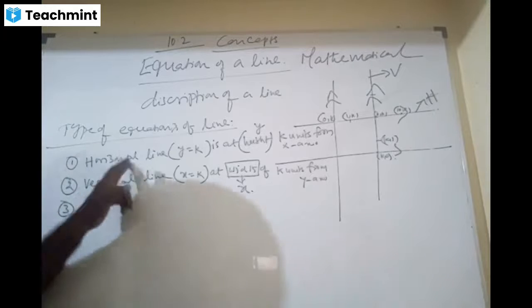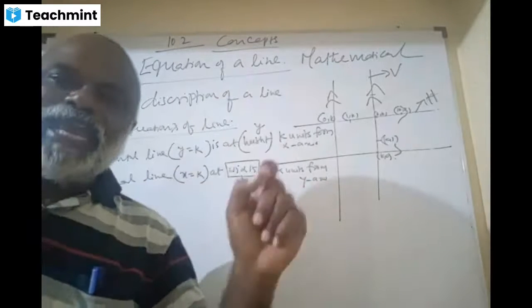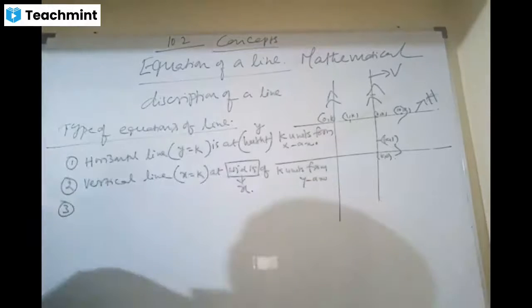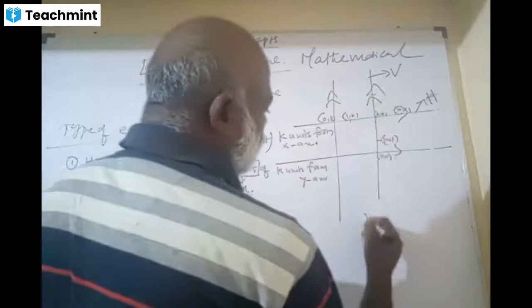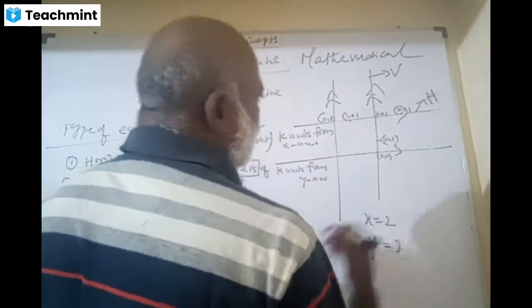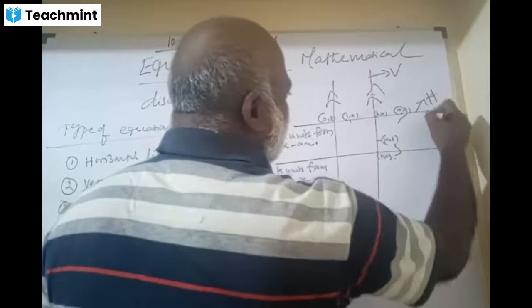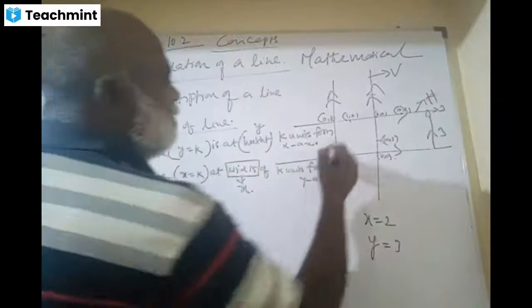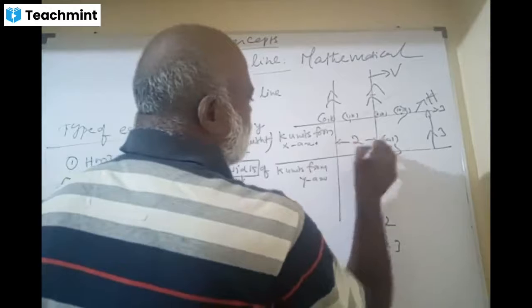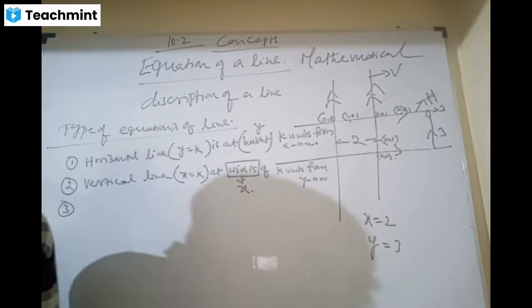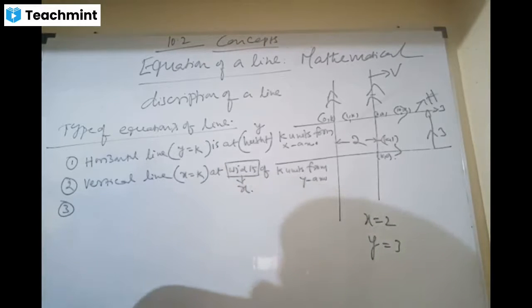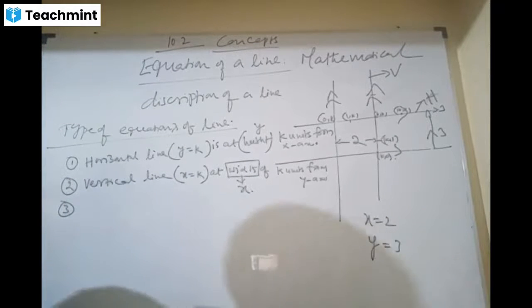So the horizontal line equation is y equal to k. The vertical line equation is x equal to k. For example, if this height is 3, we can say y equal to 3. If this width is 2 units, you could say x equal to 2. Is it clear? Yes, sir. Okay, this is a simple one.